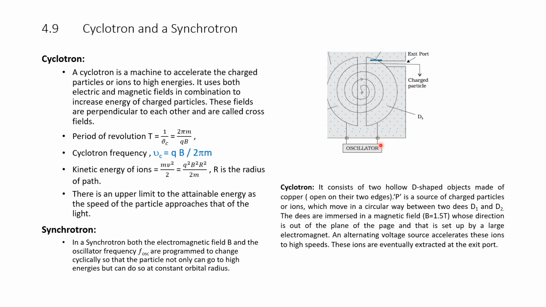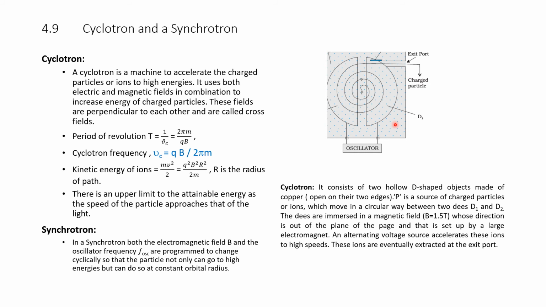Cyclotron consists of two hollow D-shaped plates D1 and D2 made of copper. P is the source of charged particles, which move in a circular path between D1 and D2 consecutively. The Ds are immersed in a magnetic field whose direction is out of the page, set up by a large electromagnet which is not visible but only the field is shown here by dots.